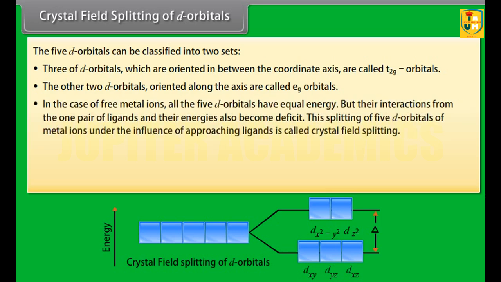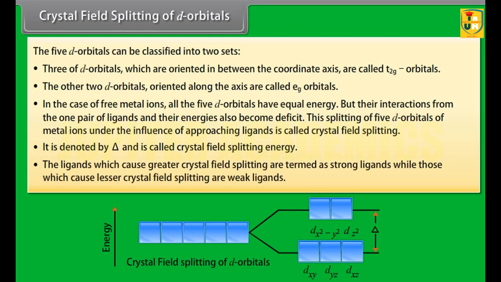In the case of free metal ions, all the 5 d orbitals have equal energy, but on interaction with ligands their energies become different. This splitting of the 5 d orbitals of the metal ion under the influence of approaching ligands is called crystal field splitting. It is denoted by delta and is called crystal field splitting energy.